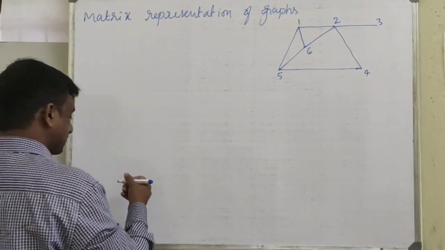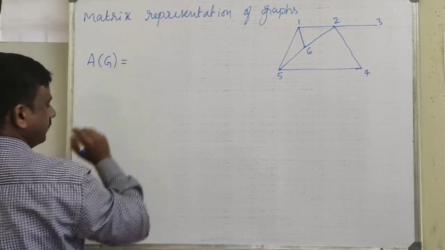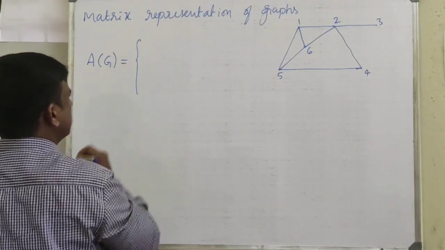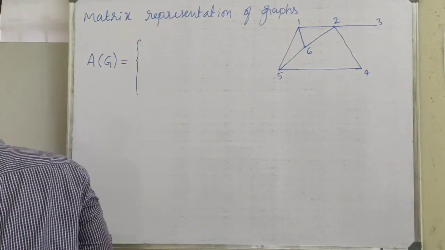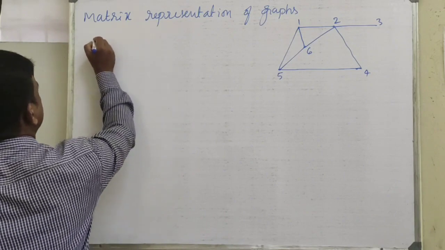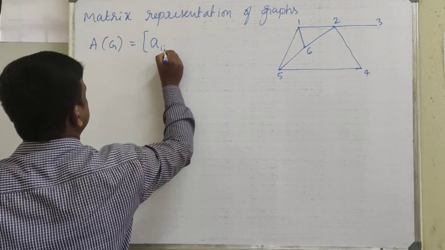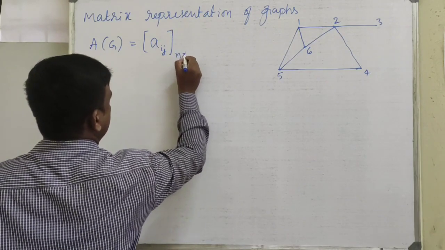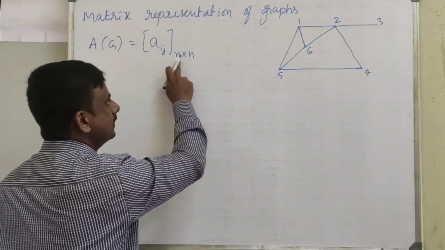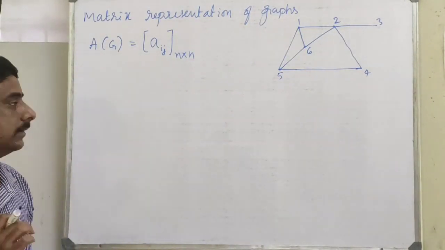I will define the adjacency matrix, denoted by A of G. Adjacency matrix of G, A of G. The entries of A of G are defined to be, let us write like this. Adjacency matrix A of G equal to Aij. It will be a matrix of order n cross n, a square matrix of order n cross n, and this n corresponds to number of vertices in the graph. That will be the order of the matrix.